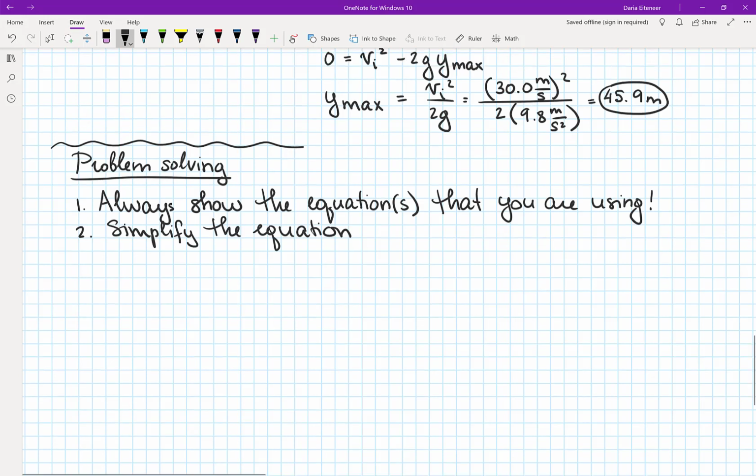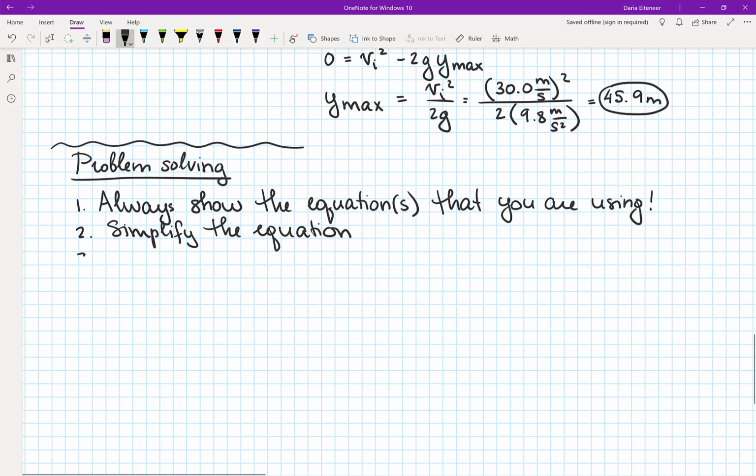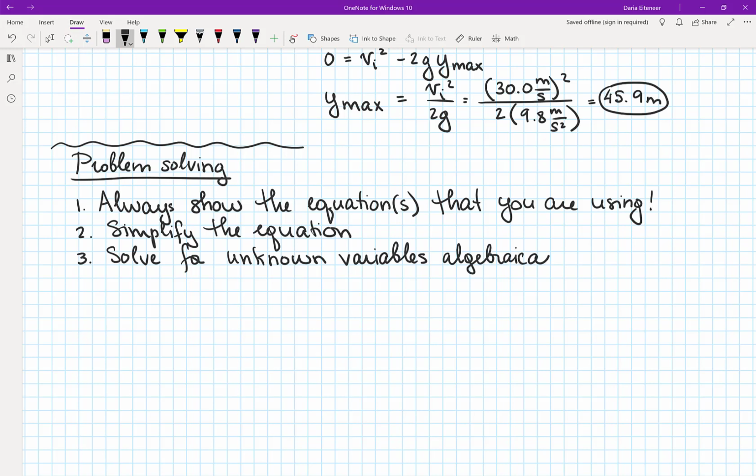Right? So that's where I made some of those values equal to 0, or I substituted y max into y, something like that. So I'm identifying certain values that I can simplify. Number three, solve for unknown variables algebraically, if possible.